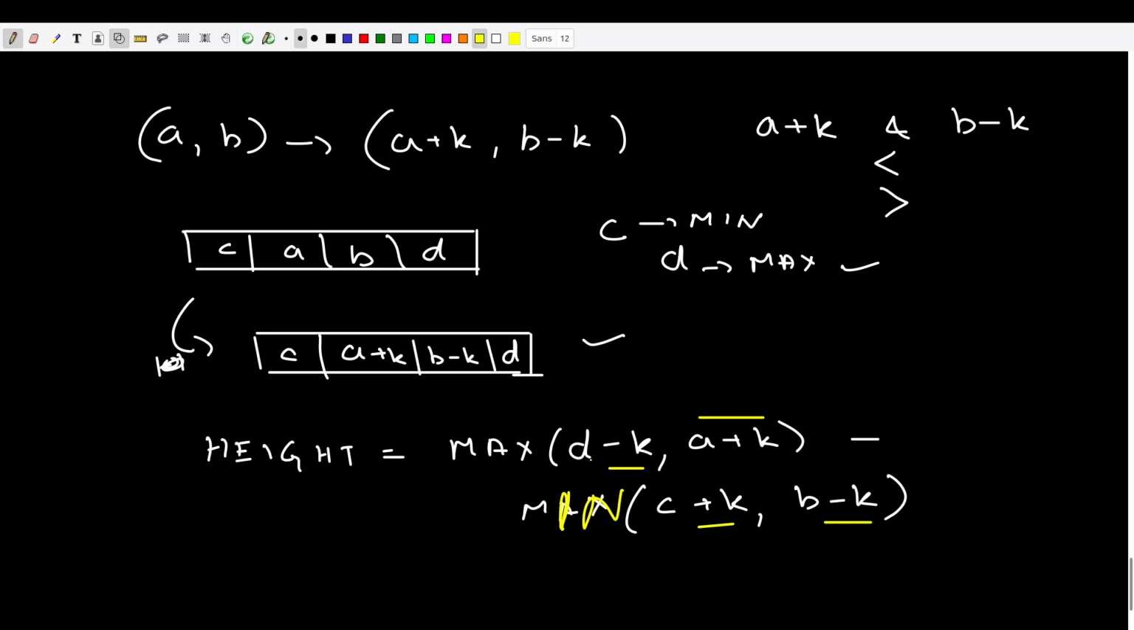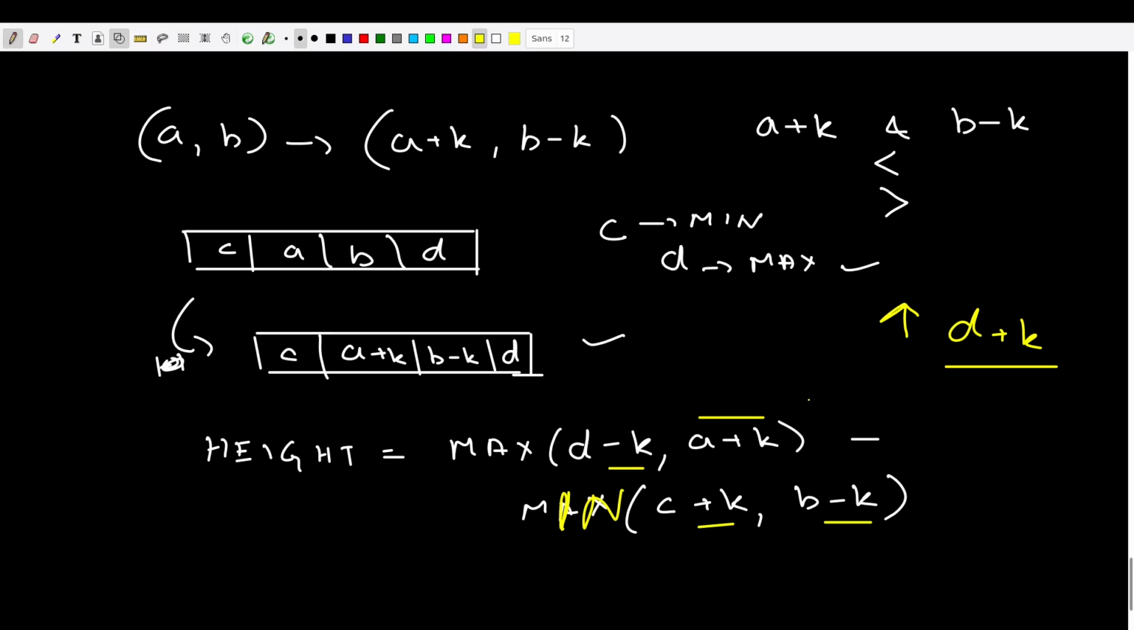Now let us say if I increase D, instead of using D minus K, if I use D plus K, then the difference between the height will maximize, right? And our objective is to minimize. Since our objective is to minimize, thereby rather than using D plus K, I have used D minus K.